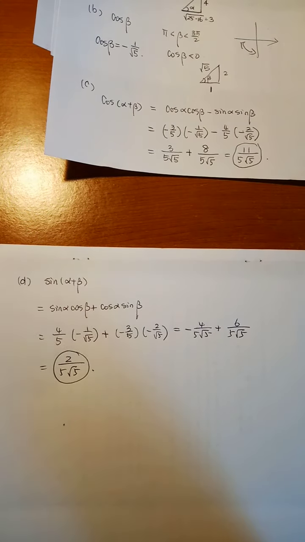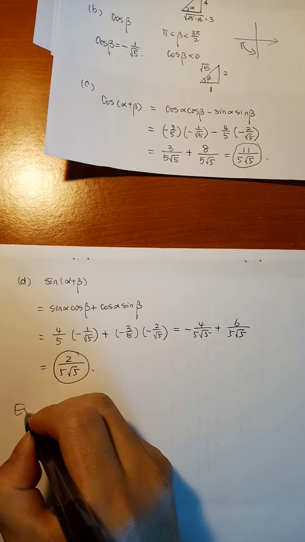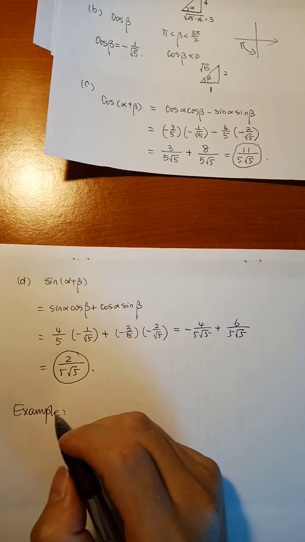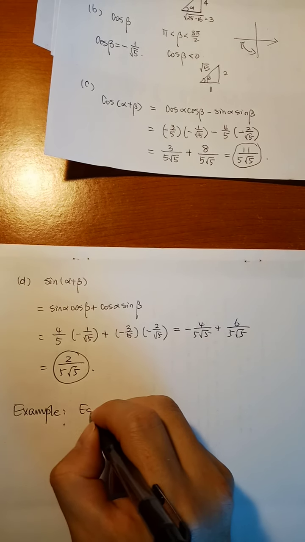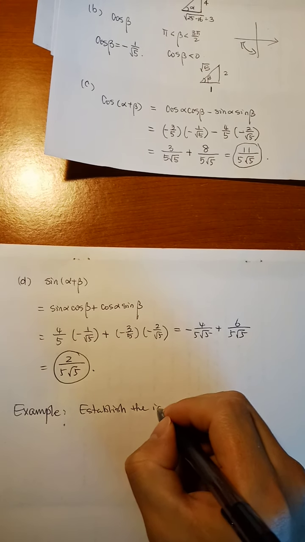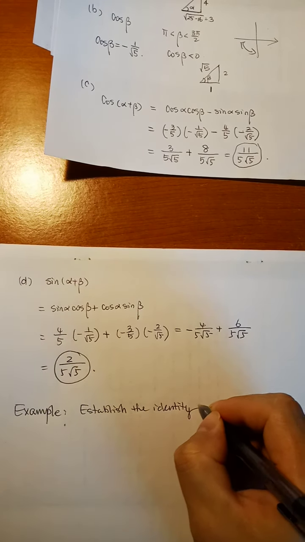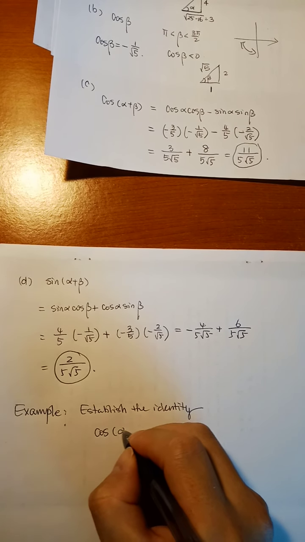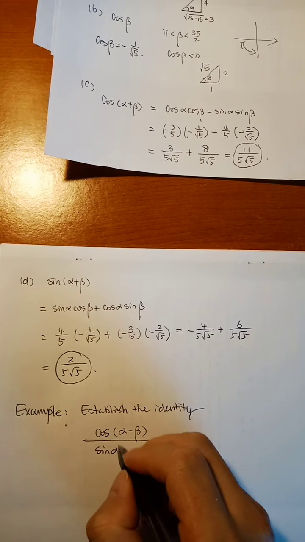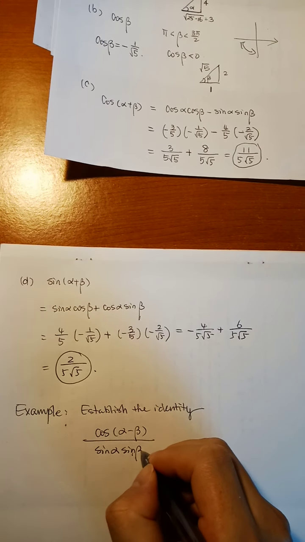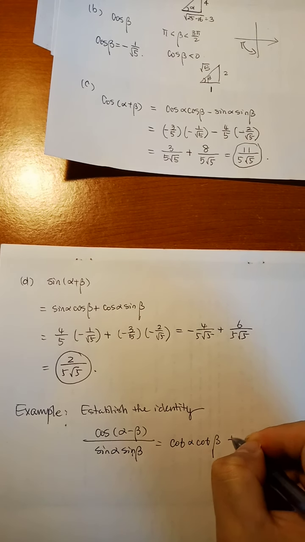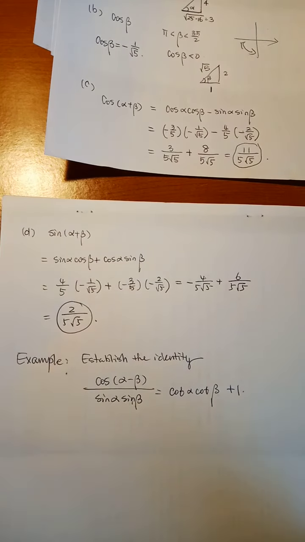And we can also combine this with the establishing process. Establish the identity: cosine of alpha minus beta over sine alpha sine beta is equal to cotangent alpha cotangent beta plus 1. Establish this identity.